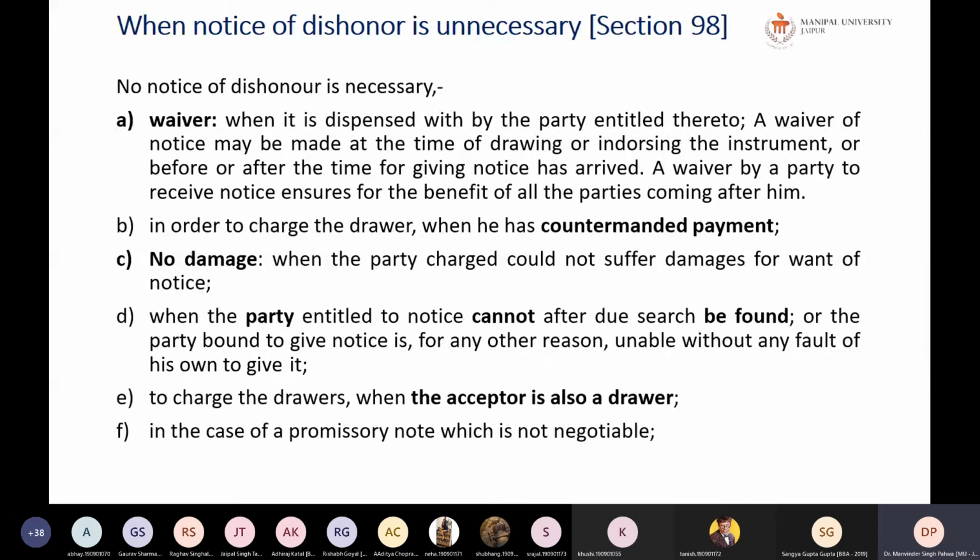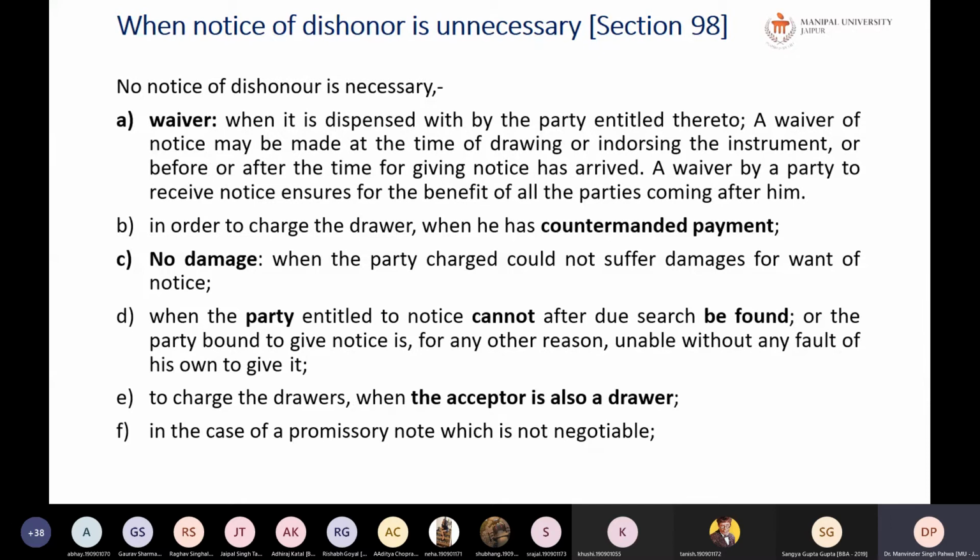If there is a waiver, meaning you are waiving it, saying, okay, fine, I do not want to give any notice because I don't bother, I do not actually want my money back, or a compromise has been done. So waiver is there. Also, in order to charge the drawer, when there is a countermanded payment, or some payment has been done from somewhere else, there is no need to give the notice because payment has already been done.